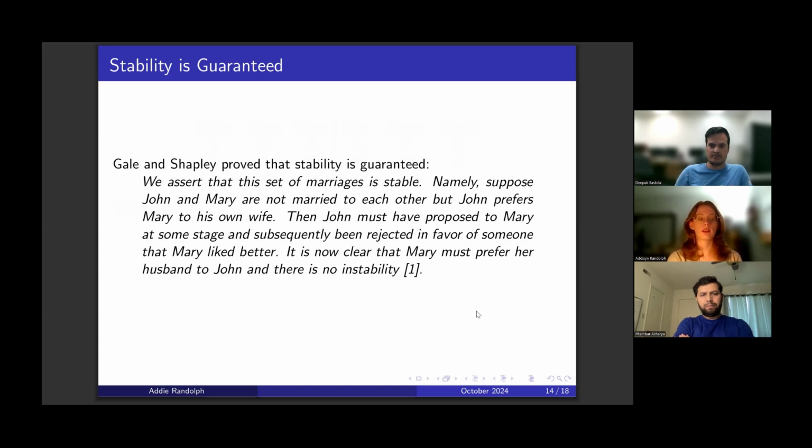There's no way that if we followed this algorithm, Mary would actually prefer John to her own husband, because if she did, she would have picked John when he proposed to her. And since our men always propose to every woman until they become engaged, he would have had to propose to her at some point if he liked her better than his own wife. So stability here is just guaranteed by how we constructed the algorithm.